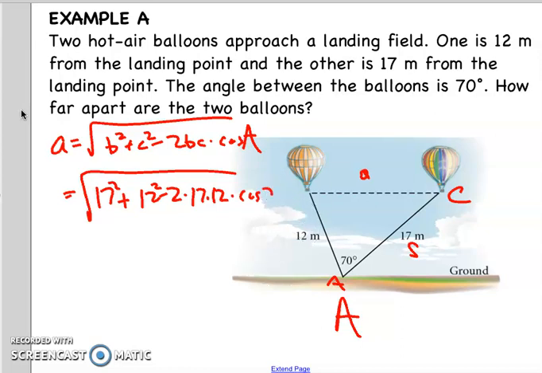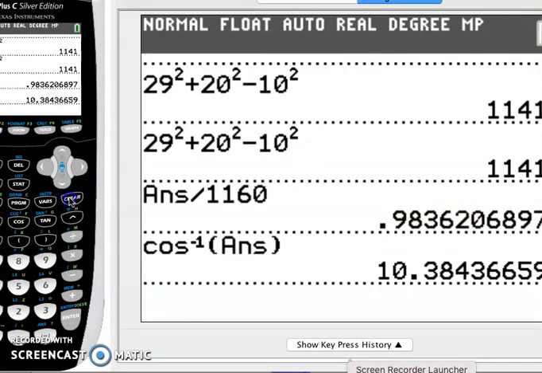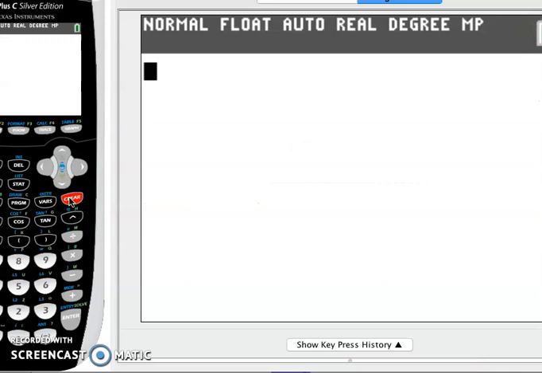Let me make this so you can read it a little bit better. And we'll see if we can remember all that and type it into our calculator. 17 squared plus 12 squared minus 2 times 17 times 12 times cosine 70. There's no way I can remember all that. I've already forgotten.